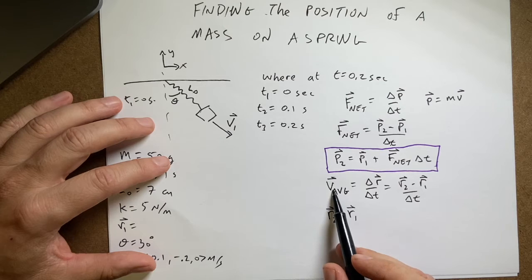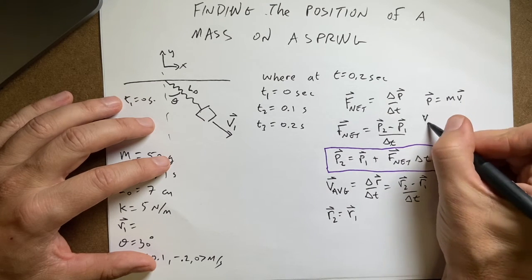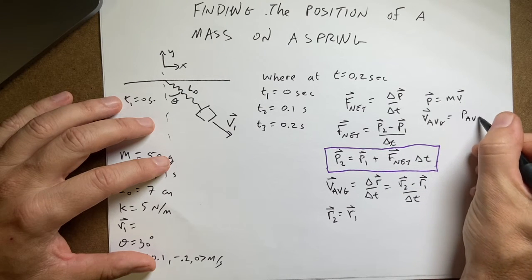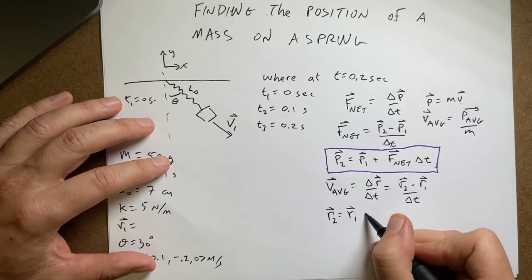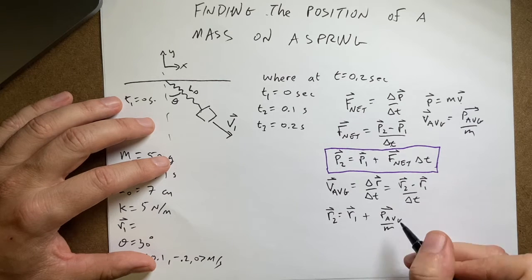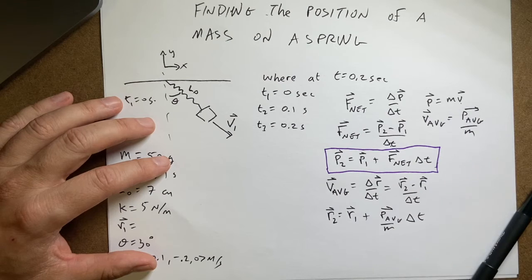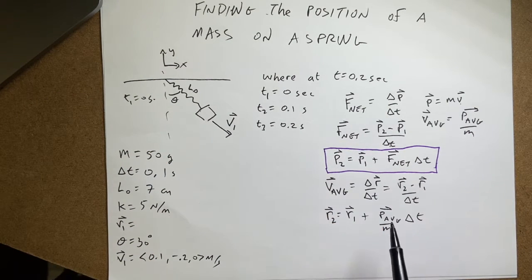v average times delta t. Okay, but if I have v average, I could say v average is equal to p average, that's an arrow over m. So I'm going to write that as plus p average over m times delta t, because I just calculated the momentum. That's why I did it that way. Now I'm going to write one more form. So I know P1. I just calculated P2, so I can find the average, right? The average is going to be P1 plus P2 over 2.